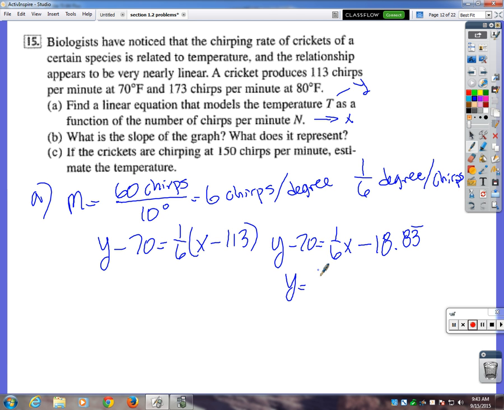So y equals 1/6 x plus, no, because this is negative, that's probably going to be like 61 plus point... No, because... Oh, okay, so there's the equation. Okay?